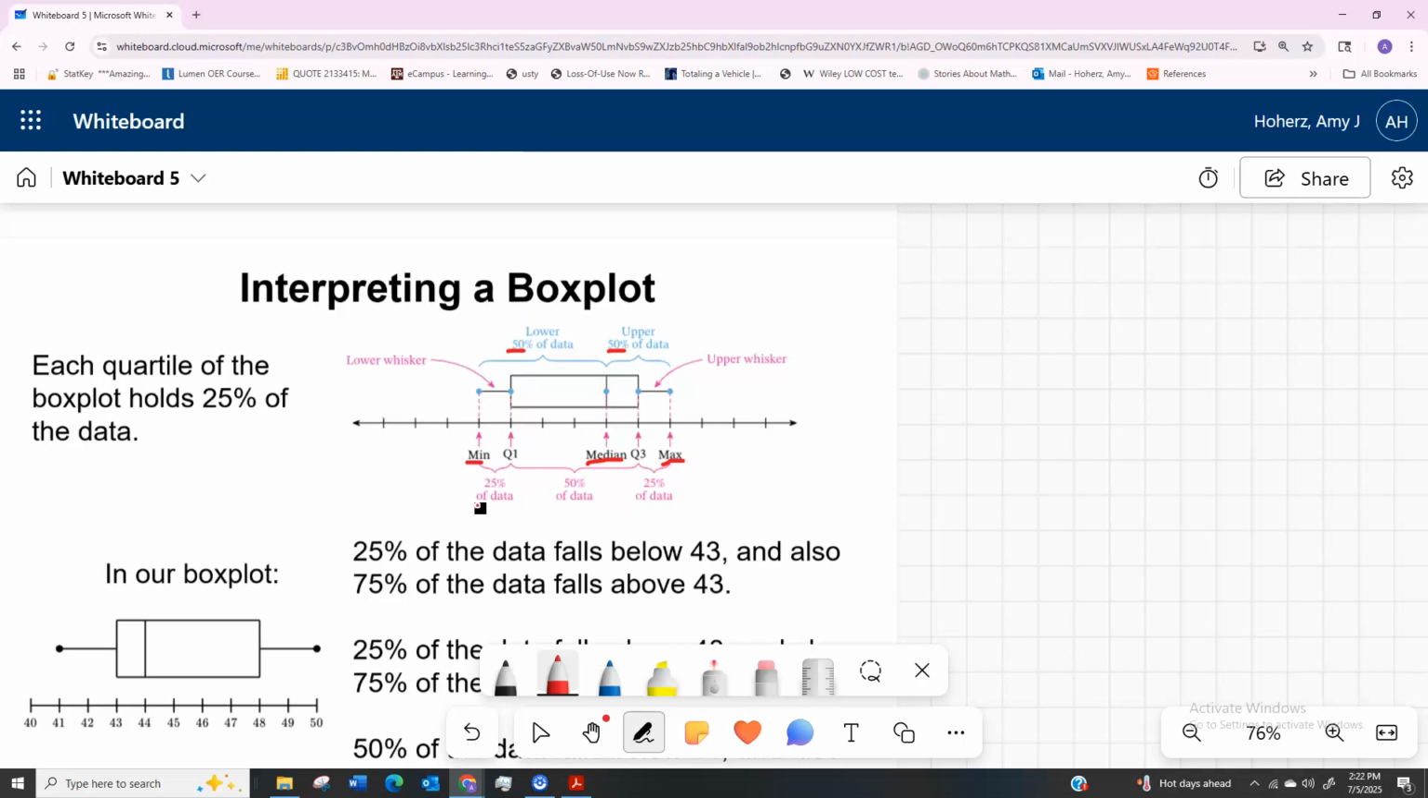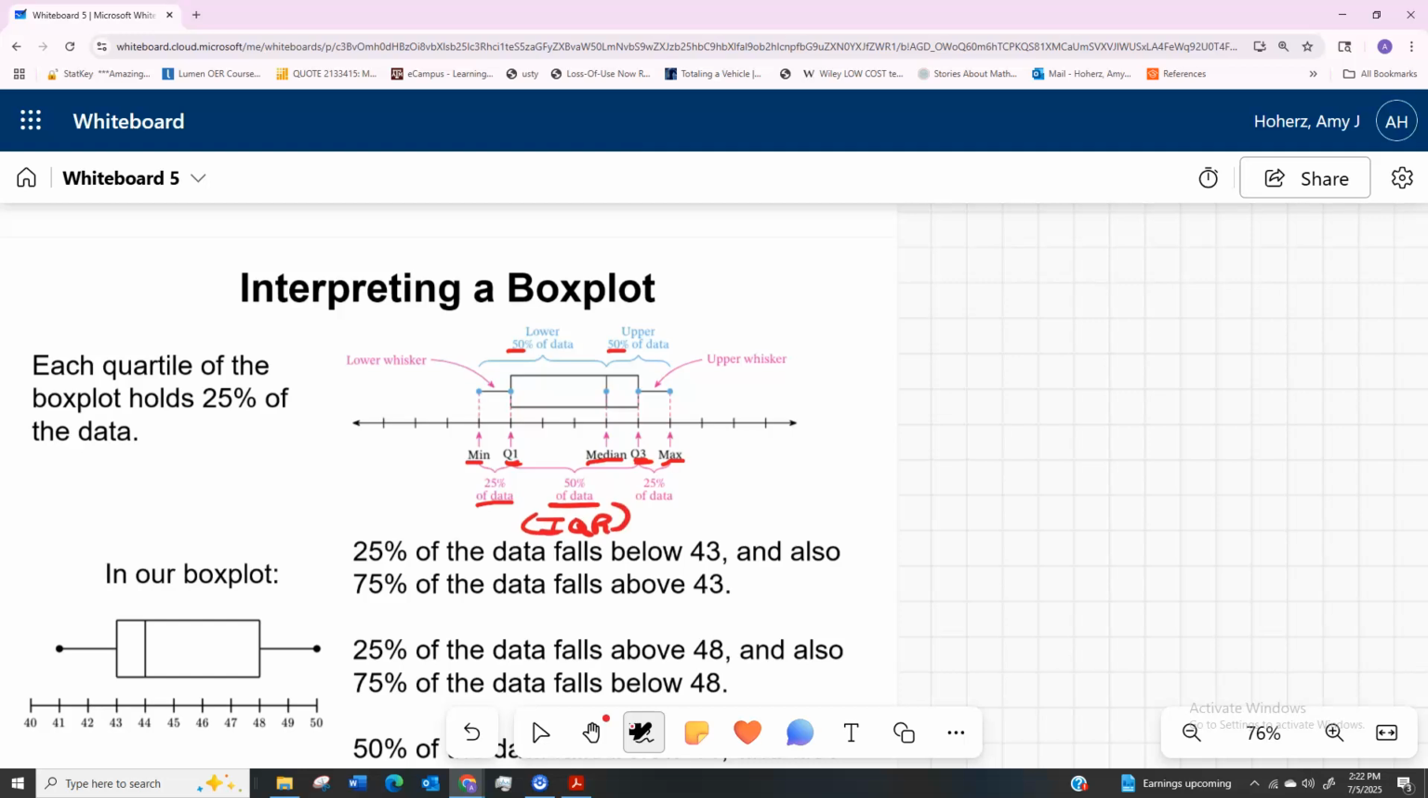So 25% of the data is between the minimum and the Q1. 25% of the data is between the Q3 and the max. And I didn't mark this, so let me mark it in here. There's also 25% of the data in each of the boxes. So 50% between the Q1 and the Q3, that's the IQR. I'll put that here too. But there's also 25% of the data here and 25% of the data here. So there's 25% in each of the pieces, each whisker and each portion of the box.